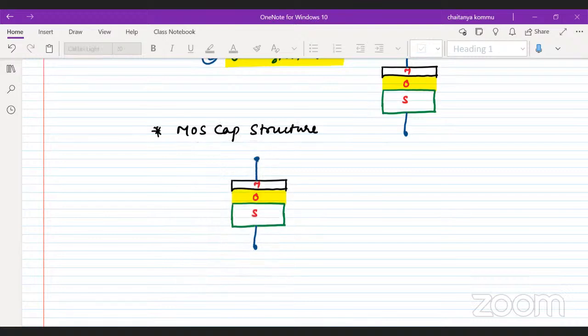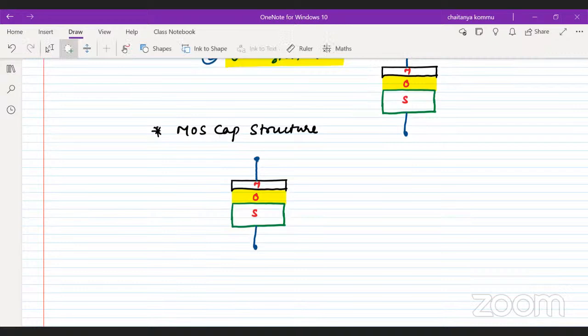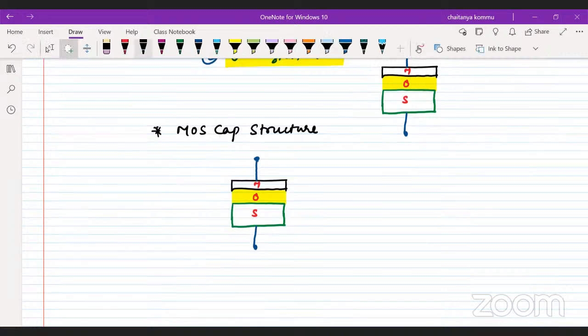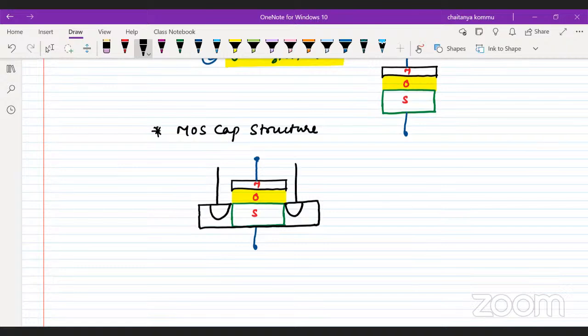What we have done is include some extra material, extra metal here and some extra metal here. This is all about sourcing and getting the carrier transportation between these two. I have used extra terminals here: this is one terminal, and this is another terminal. These are the two terminals I have considered. So altogether, we have constructed a 4 terminal device.